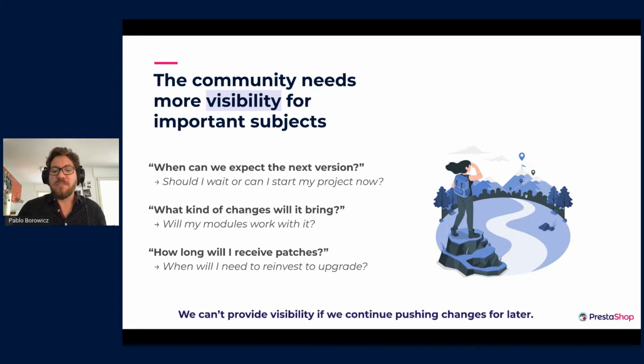We can't provide visibility if we continue pushing changes for later. As I said before, we are forced by our ecosystem. We are forced in terms of visibility, but until now, if we continue with 1.7, there are a lot of things that we are not allowed to do because it would be a breaking change. And we are forced to do it one time or another, and we need to provide visibility about when we are going to do that.